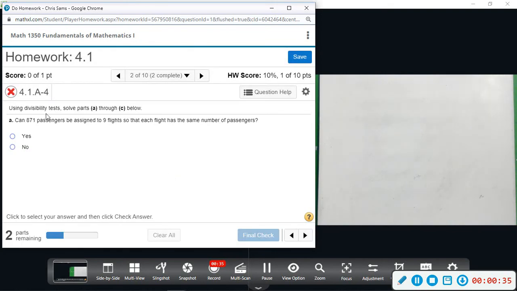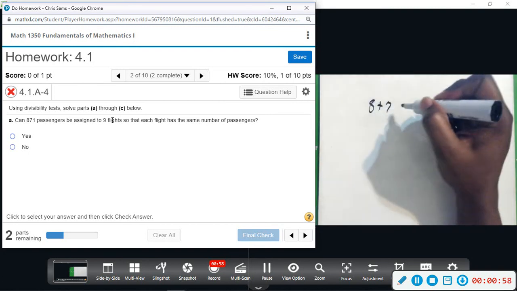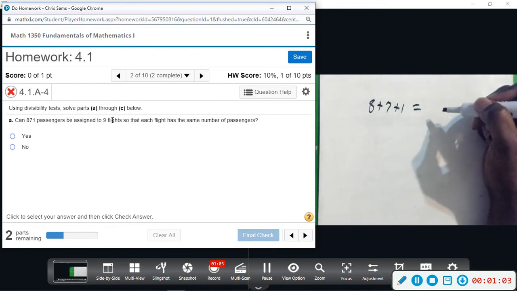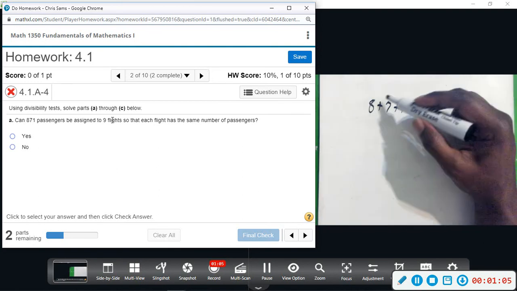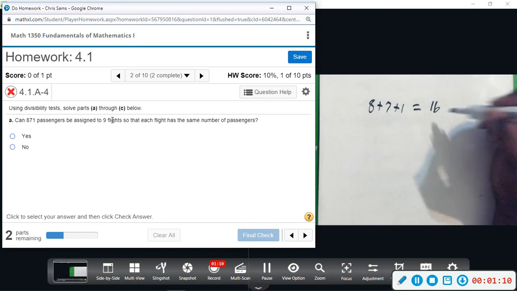Alright, number 2, we have 3 parts, A, B, and C, and it wants us to use divisibility tests. Can 871 passengers be assigned to 9 flights? So the rule for divisibility involving 9 says if you add up the digits, 8, 7, and 1, and that number is divisible by 9, then so is 871. So that would give us 16.